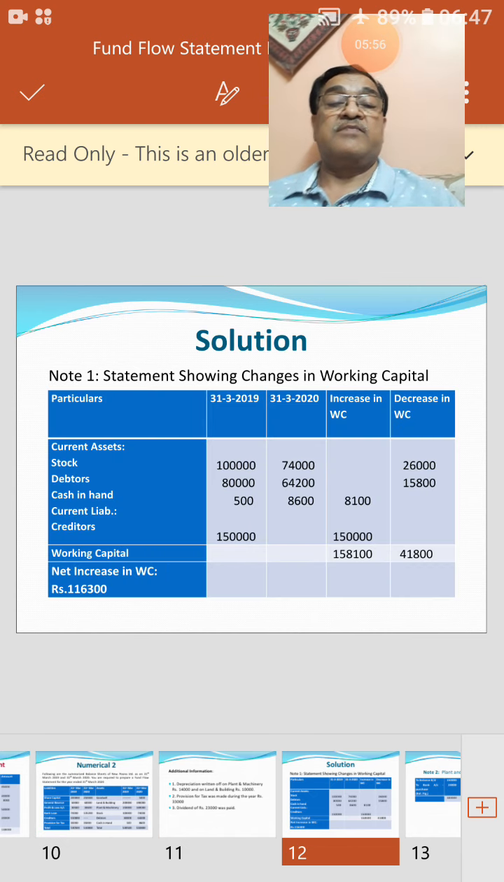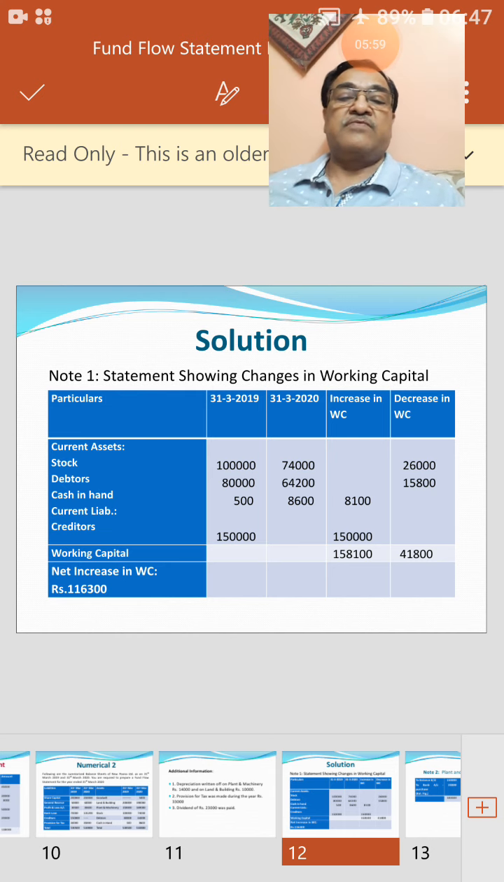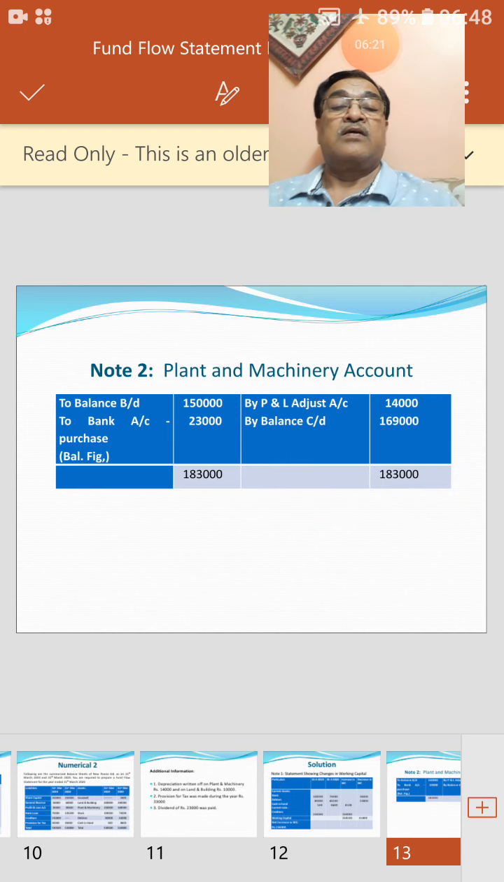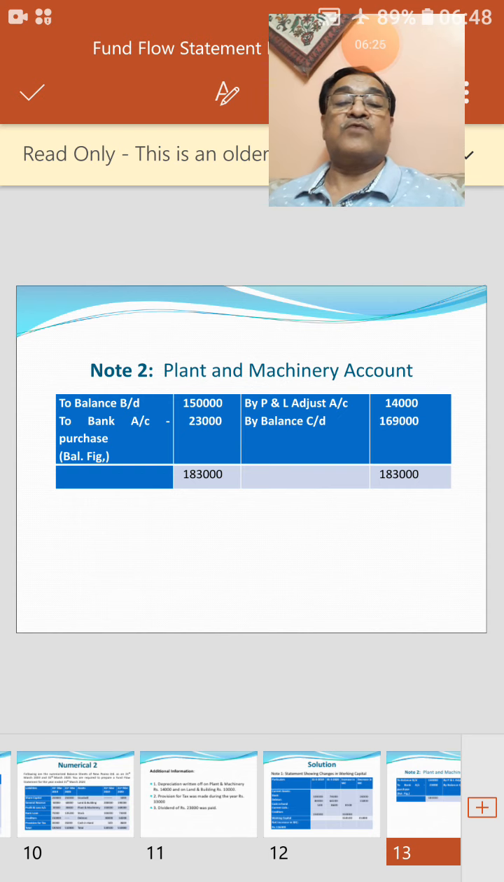So the first step will be to prepare a statement of changes in working capital. Write down all current assets with current liabilities, and the difference, if any, in the working capital will be net increase or net decrease. Now in this sum it is net increase in working capital of rupees 1,16,300, which will be recorded in fund flow statement. The second working note you have to prepare for plant and machinery to find out purchase of machinery.